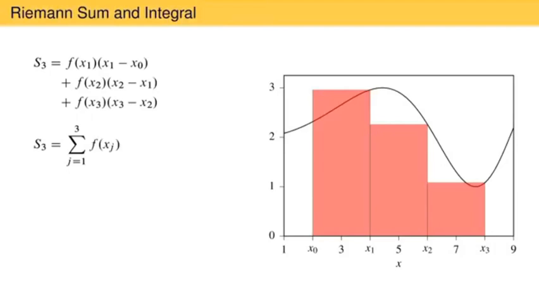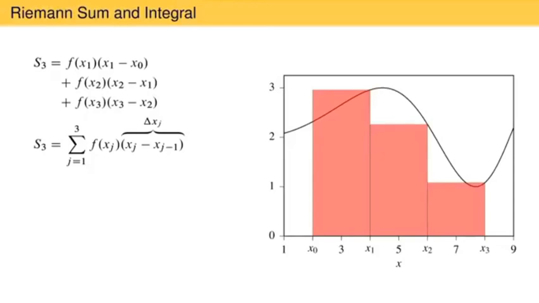at x sub j, times the width of each rectangle, x sub j for the x-coordinate of the right side of the jth rectangle, minus the x-coordinate of the left side of the same rectangle, which is x sub j minus 1. The width can be written even more compactly as delta x sub j, with the understanding that this stands for x sub j minus x sub j minus 1.